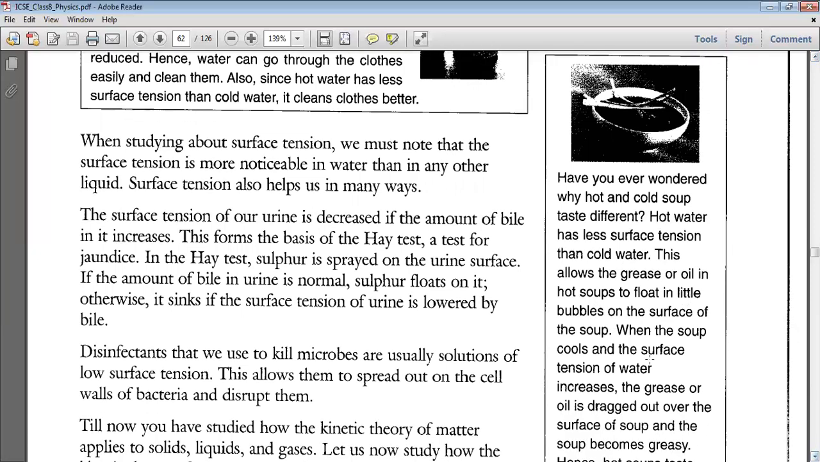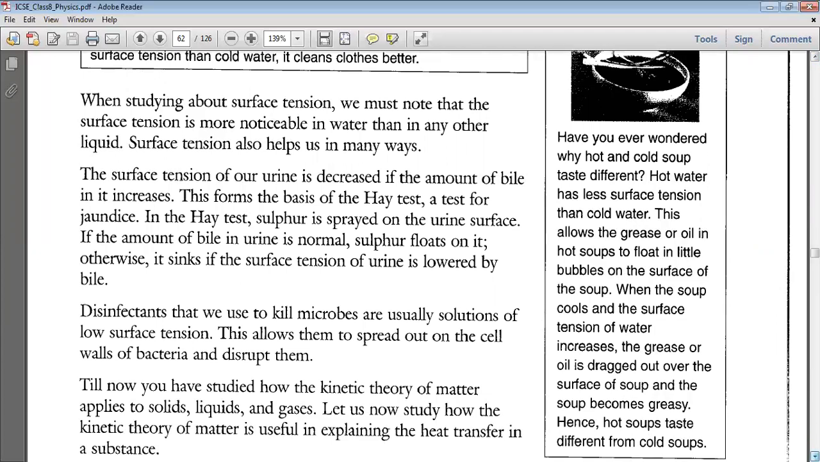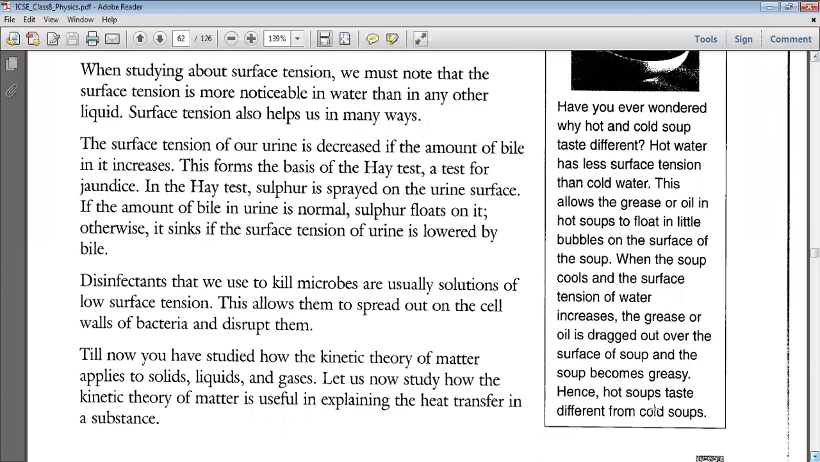Now when the soup cools, surface tension of water increases, so the grease or oil is dragged out over the surface of soup and the soup becomes greasy. Okay. Hence hot soups taste different from cold soup. So because of the presence or absence of the grease, more amount or less amount, that changes the taste of the soup that we have, the grease or oily part of soup. Fine. Right.